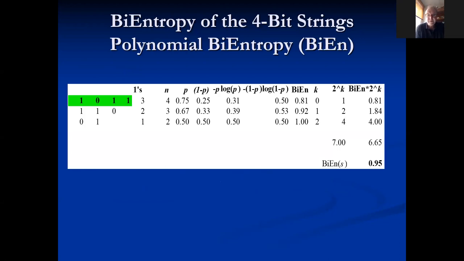So you can see for a 4-bit string, we've got two derivatives. And you can see how we've calculated the bi-entropy by adding up the number of ones, the number of bits in the string for each derivative, and then we've calculated the p, the 1 minus p, the two logarithms, added them together, and then multiplied them by a quadratic weighting, and then summed them and taken the average. So you can see that string 1011 has a bi-entropy of 0.95, so it's a disordered string.